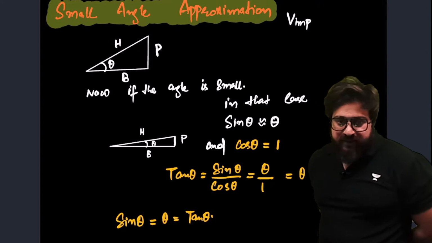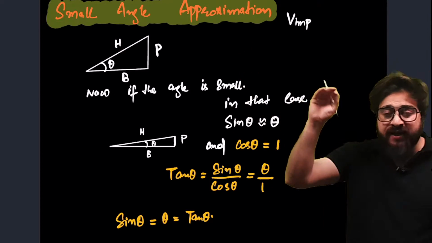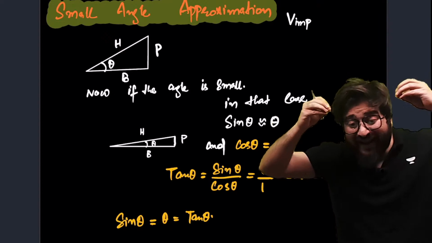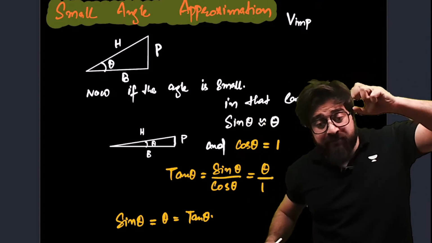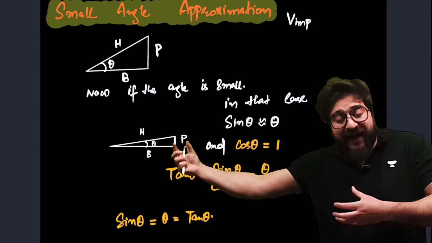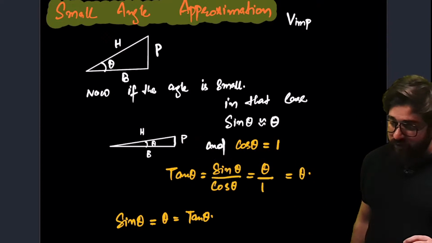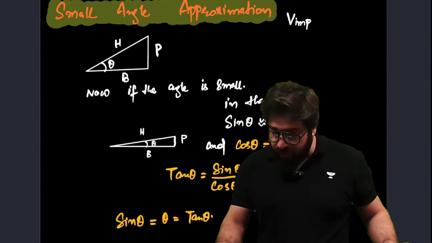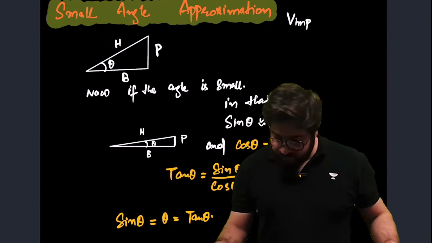Is that clear? Small angle approximation means from now onwards, if in any case theta becomes very small, over there you say, sine theta is equal to tan theta is equal to theta, and cos theta is equal to 1.